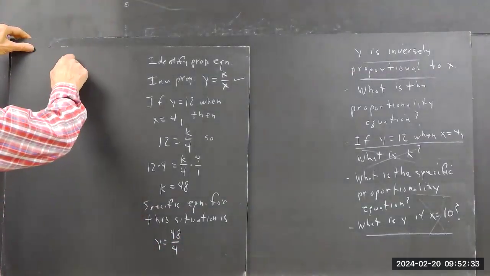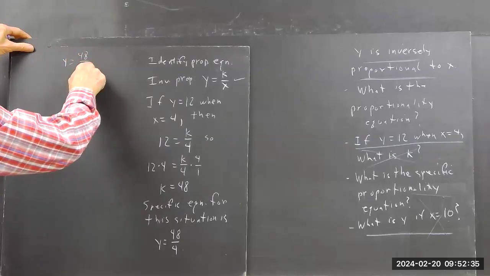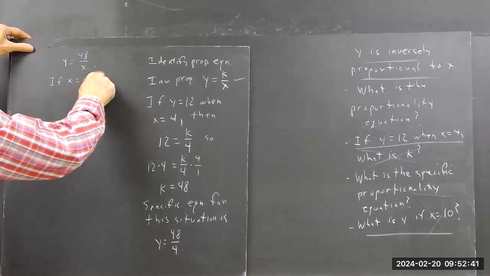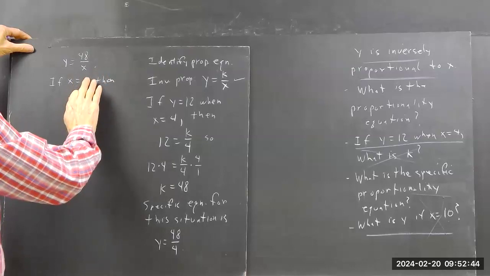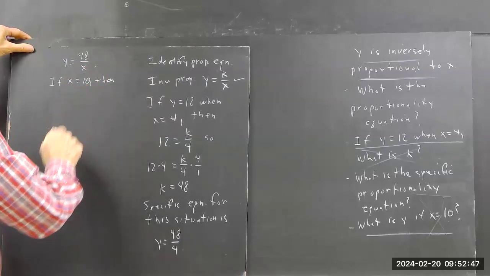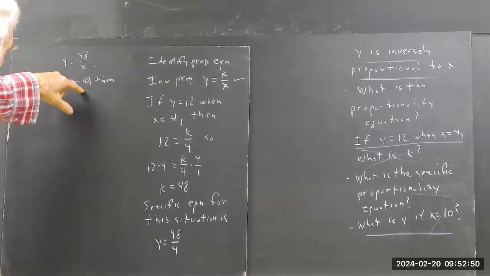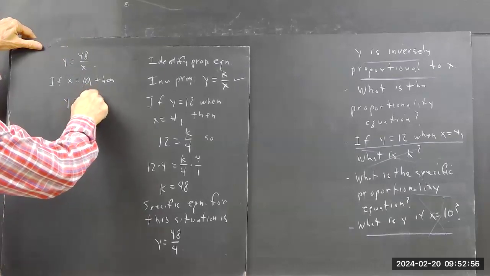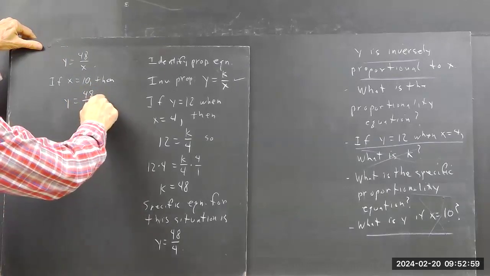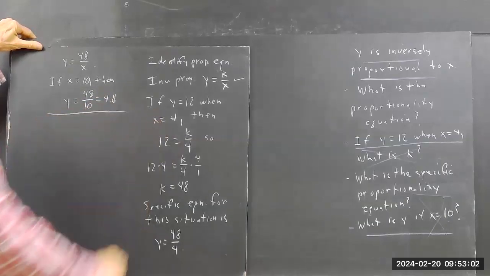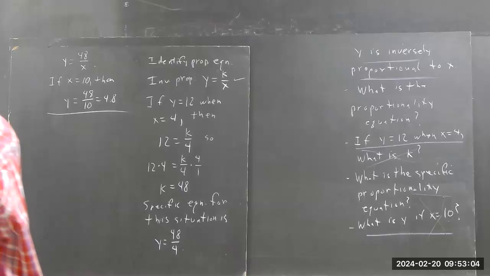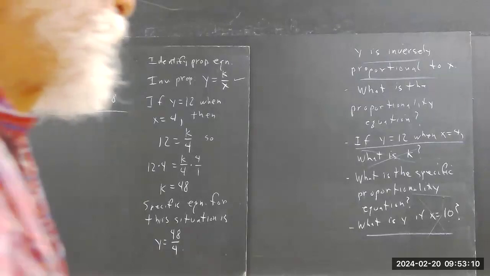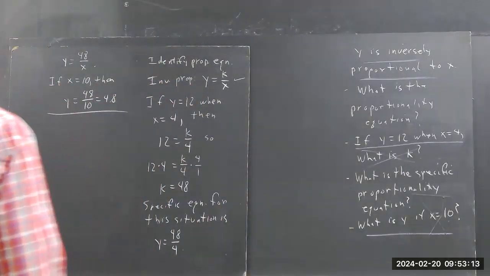Okay, well, y equals 48 over x. If x equals 10 then, and this allergies is affecting my ability to write zeros, but if x equals 10, then y equals 48 over 10, which is 4.8. And we're done. They're very simple, but you've got to practice the procedure and you've got to know how to identify your proportionality. Now there's more.